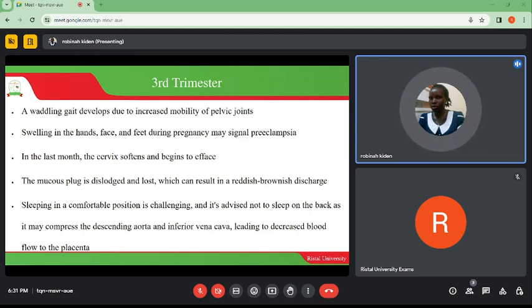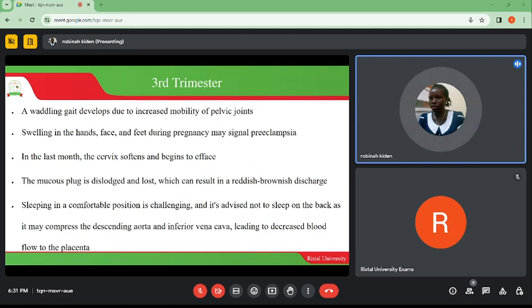And then there's also swelling in the hands and face and the feet during pregnancy. But this, if it is severe, for instance, if the swelling is involving the hands, the face, and the feet at the same time, then this is signaling preeclampsia. So this is also the trimester in which preeclampsia is involved.